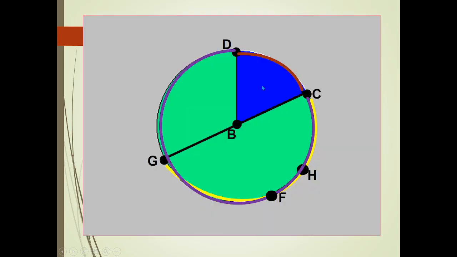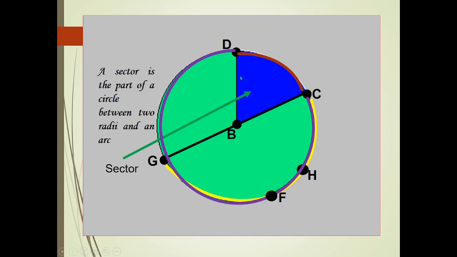Next, this shaded region is called the sector. So this is the part of a circle between 2 radii and an arc. And you see the 2 radii and then the arc. So this is called sector DBC.